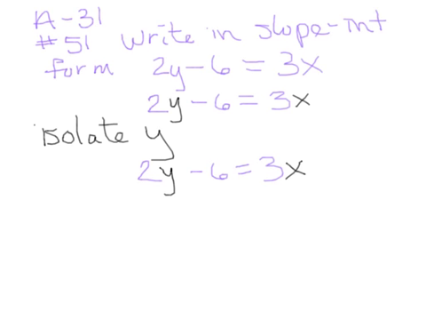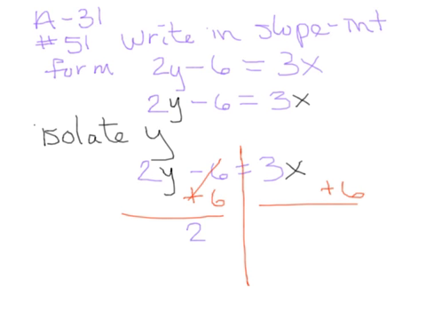The first thing I'm going to do is write all our changes in red. I'm going to add 6 to both sides of this equation. There we go. Those guys are gone. That makes me happy. And I have, in fact, 2y is equal to 3x, and now we have a plus 6 over here.